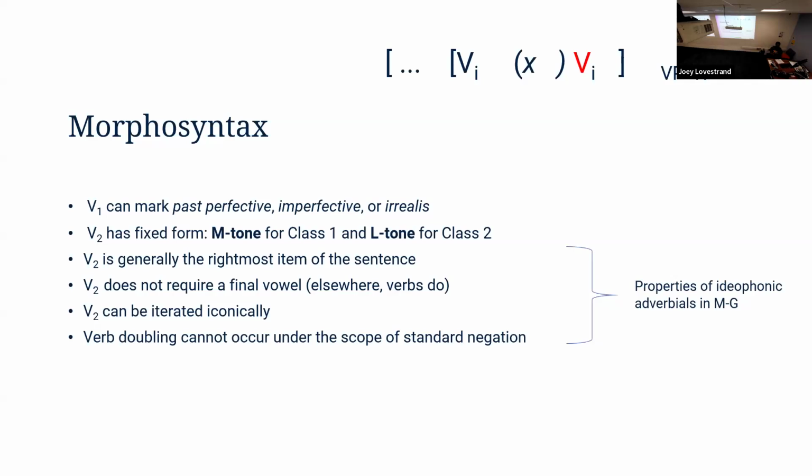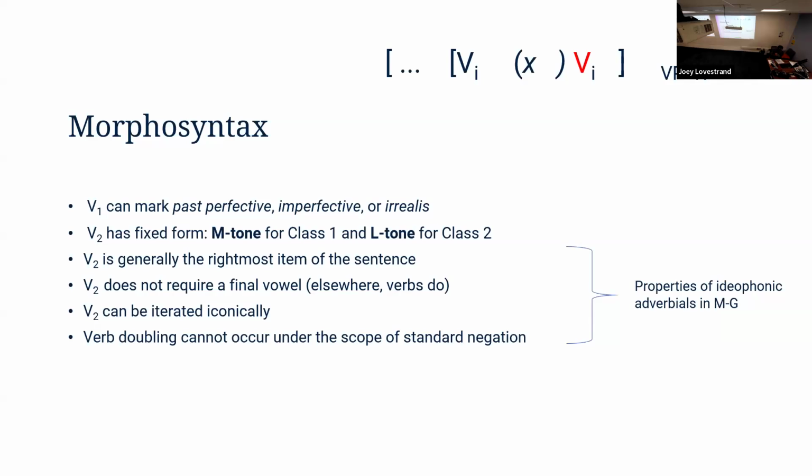I just want to point out at this stage that the last four features of V2 are features where V2 really behaves as an idiophonic element. If you're not familiar with idiophones, these are depictive lexical items, and in these languages, when you do manner modification of a predicate, it is always with idiophonic adverbs, and V2 really has these properties of idiophonic adverbs.